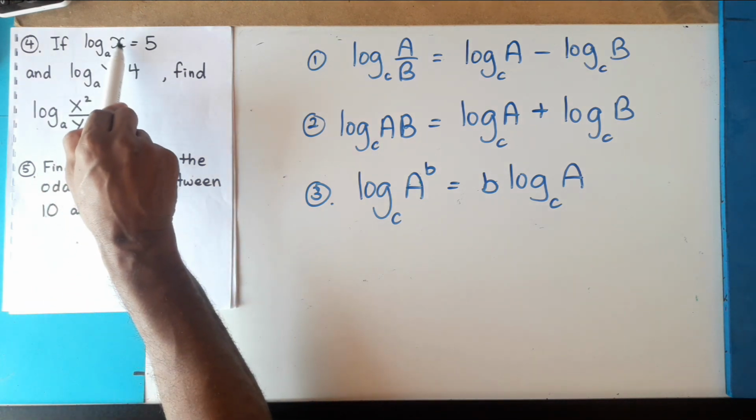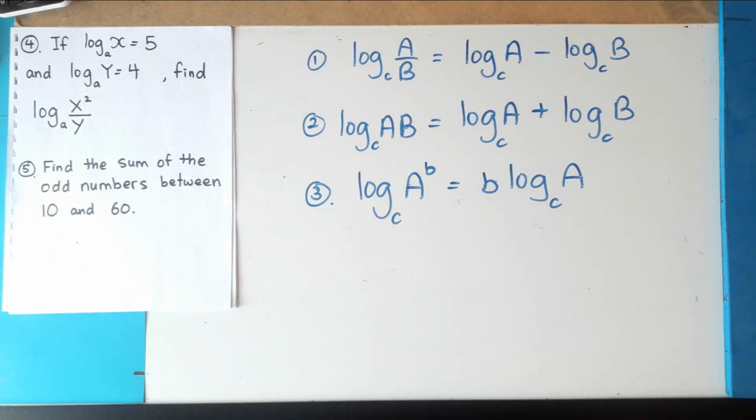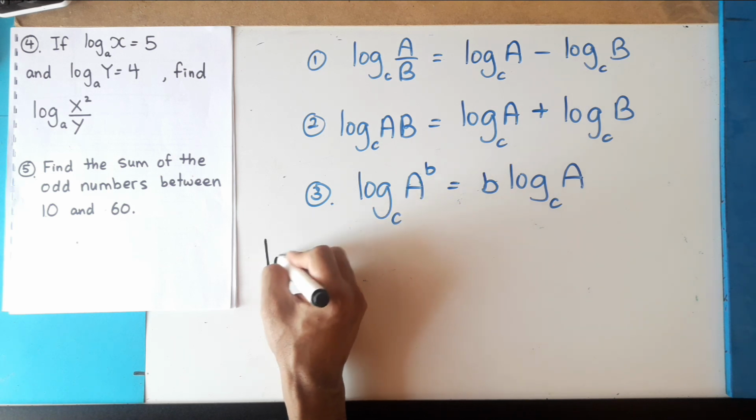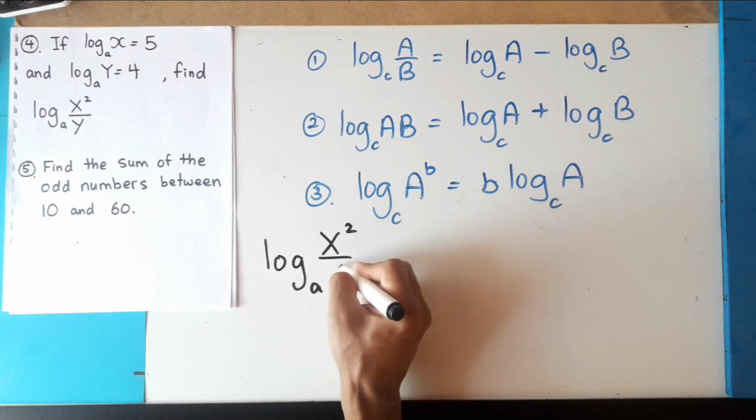And similarly, log_a(y), so I said y here, I meant x, right? But log_a(y), wherever you see this, it's equal to 4. So wherever I see log_a(y), I can throw it away and replace it with 4. So the question asks us to find log_a(x squared divided by y).